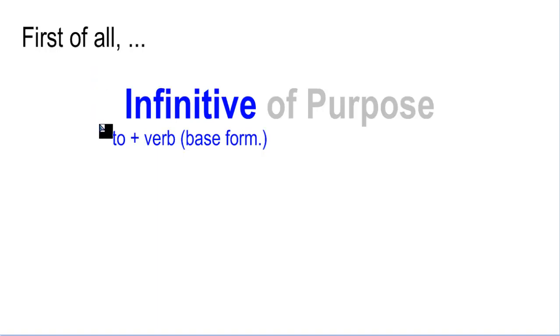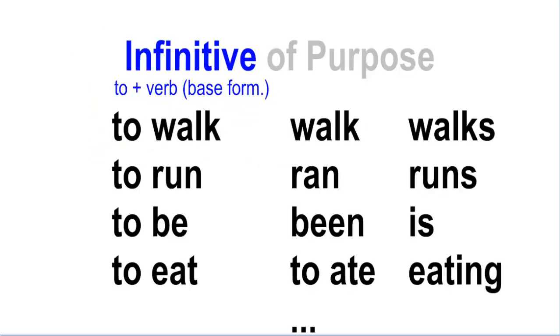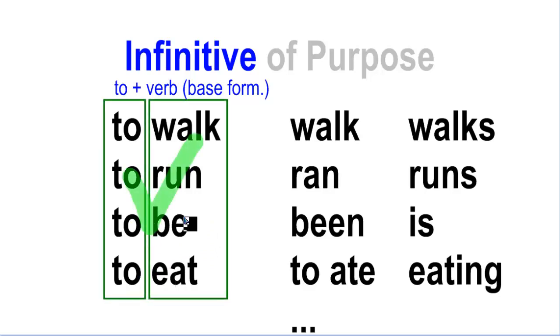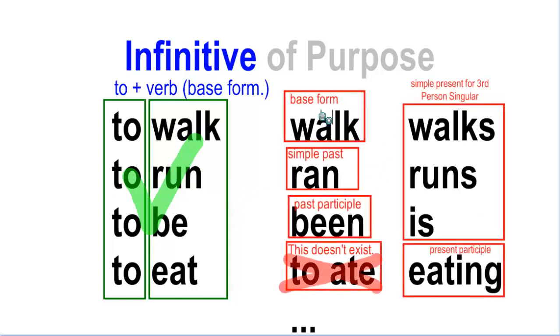So usually what we define as an infinitive is a form of the verb, the form with to at the beginning. So to with base form is the infinitive. An important thing we need to remember, this is an infinitive: to walk, to run, to be, to eat. That's okay. That's an infinitive. These here are not infinitives. This is, for example, the base form of walk. To walk is the infinitive. Walk is the base form.